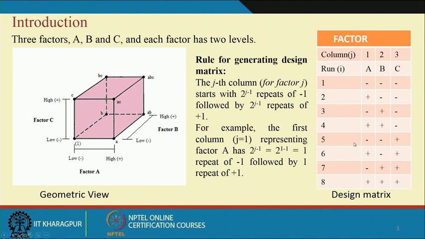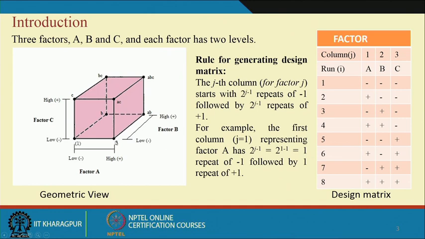Now, you see this cube. This point is represented by (1). That means this is a point where all three factors are at low level. This is a point which is represented by A, that means this point is where factor A is at high level and the other two factors are at low level.